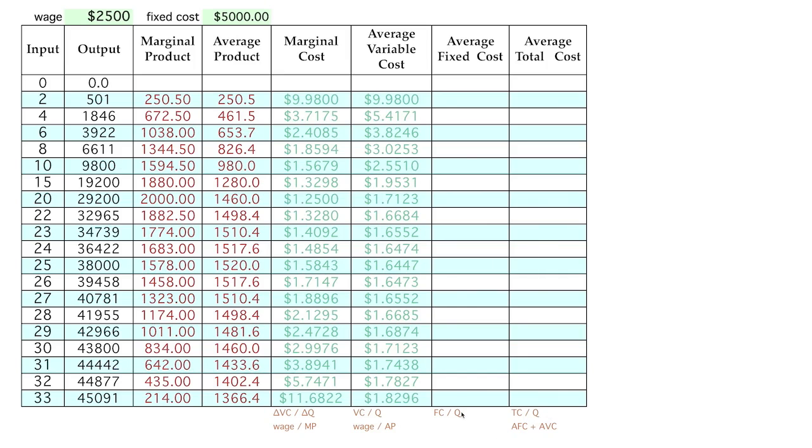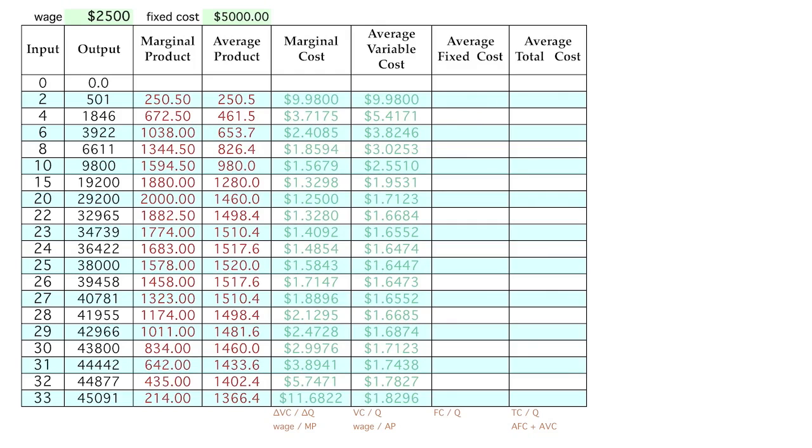Both of the ways of finding average total cost require finding something to do with fixed cost. Of course, at the top of the table, as before, the wage was $2,500 and the fixed cost was $5,000. The difference between this and the previous video is that I've gone ahead, in between the videos, and highlighted those in green so you can see that's where the money is coming from. So we can now start finding average fixed cost.